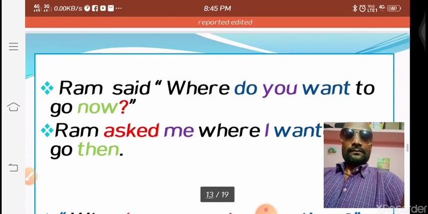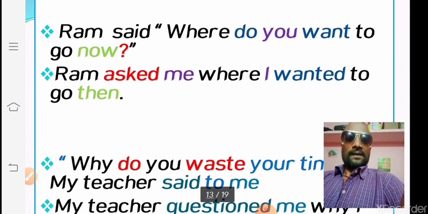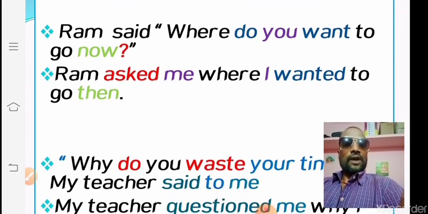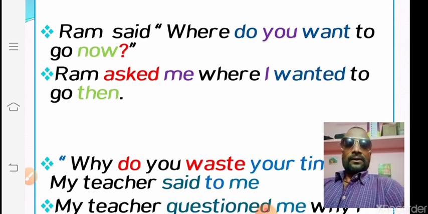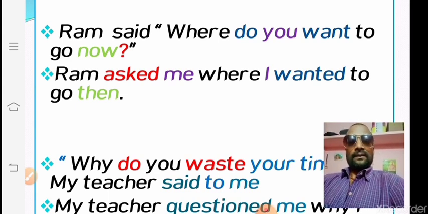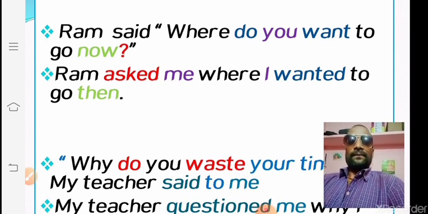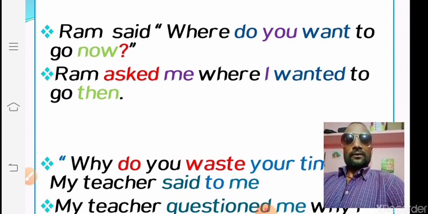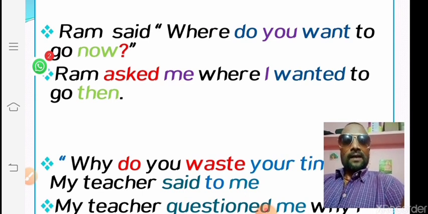That is, Ram said, where do you want to go now? Here, two things you need to observe. Change in the words which denote time and the action. Now, WH word, where, is there. The question, where do you want to go now? You can observe clearly the question mark as well as asked in the reporting part. Ram asked me where I wanted to go then.